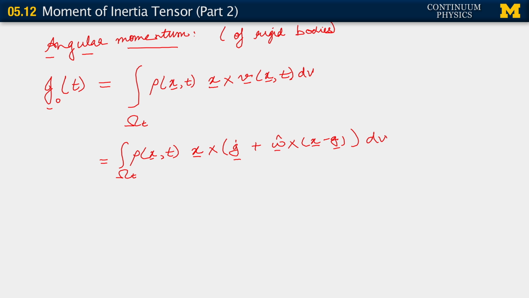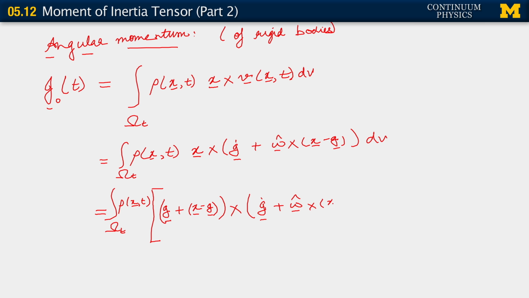All right. Now, I am going to play another one of these dirty tricks here. What I want to do is to rewrite the position little x by expressing it as the position of the center of mass plus the position relative to the center of mass. So I'm going to write the integral over omega t of rho of x and t multiplying x, which I'm going to write as g plus x minus g, all of that crossed with g dot plus omega hat cross x minus g.